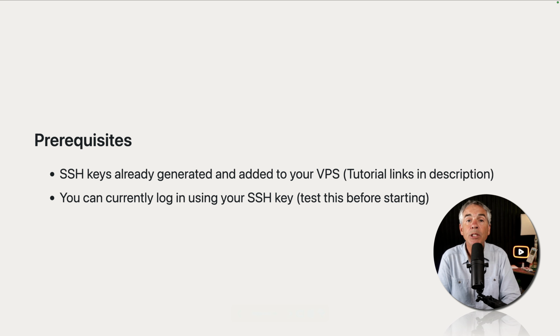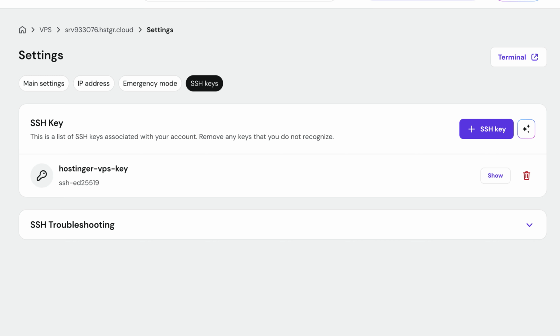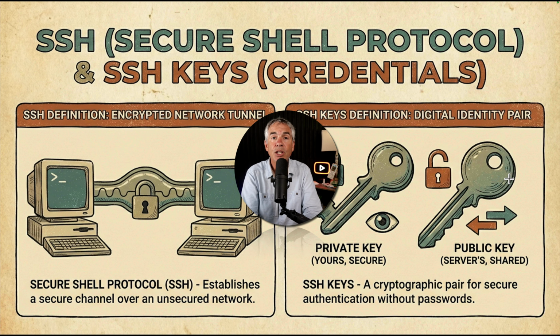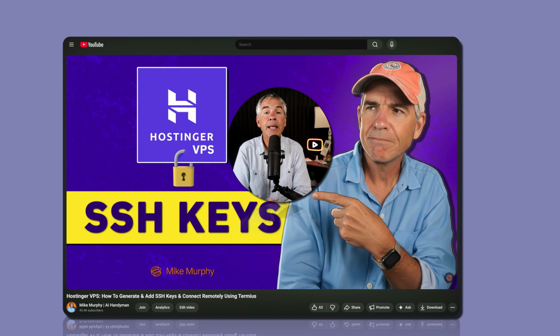The prerequisites in order to follow along in today's tutorial: you must have already generated a pair of SSH keys and have added the public SSH key to your Hostinger VPS, and you must already be able to connect and log in remotely to your Hostinger VPS terminal over SSH using your SSH keys. This tutorial assumes that you already have a basic understanding of the terms SSH and SSH keys. And if you don't, there are links in the description box to in-depth tutorials about both.